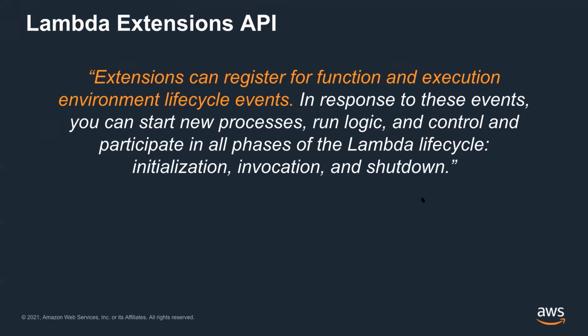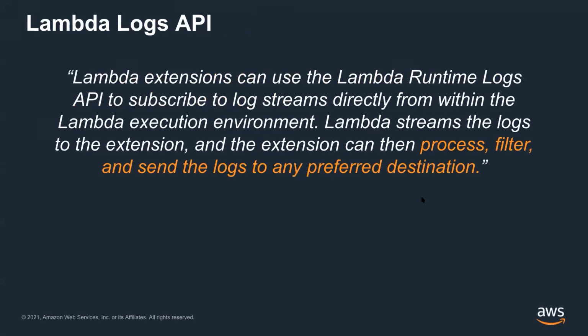Logs API, next slide. With the logs API, Lambda automatically captures all the runtime logs, whatever you sysout, into CloudWatch. This log stream contains the logs that your function code and extensions generate, and also the logs that Lambda generates as part of the function invocation. Lambda extensions can also use the runtime's logs API to subscribe to log streams and use them directly within the Lambda environment.